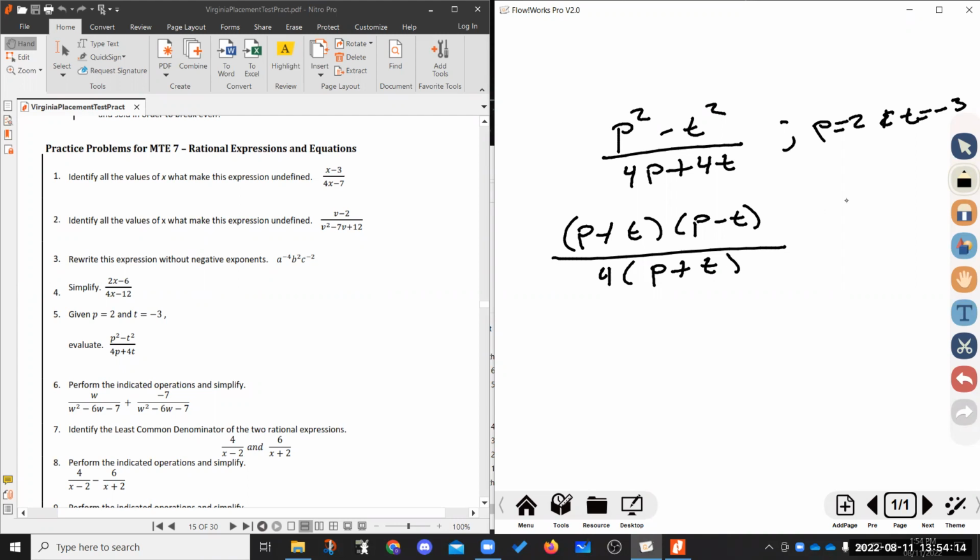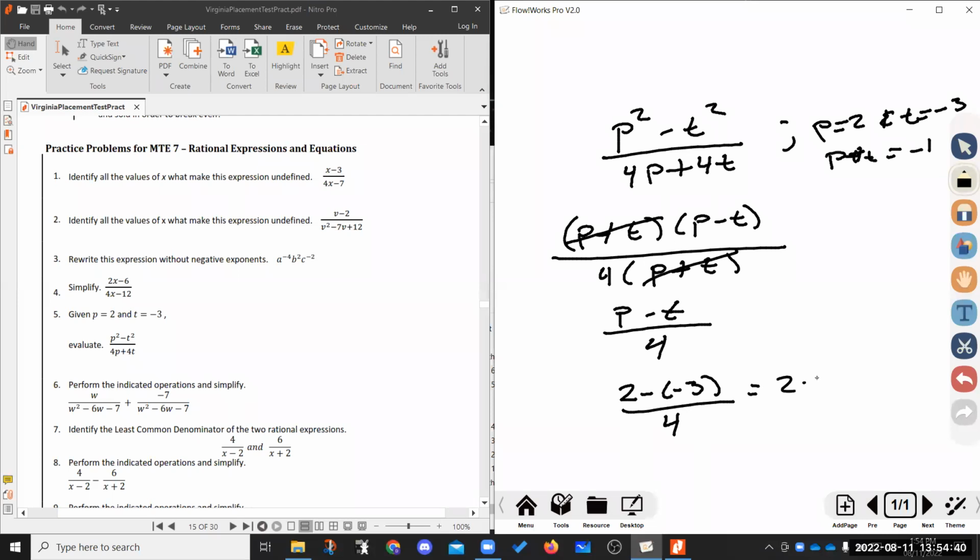Just so I make sure it's not 0, p plus t is going to be negative 1, right? So I can cancel that out. That's not part of my problem anymore. This is p minus t over 4. And so p minus t is 2 minus negative 3 over 4. It's 2 plus 3 over 4, which is 5 over 4. And I'm just going to leave that as an improper fraction.